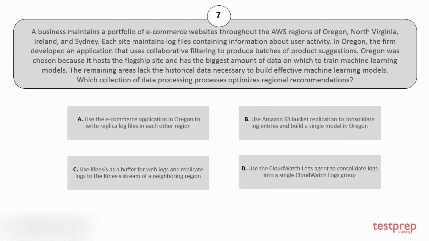Options are: A. Use the e-commerce application in Oregon to write replica log files in each other region. B. Use Amazon S3 bucket replication to consolidate log entries and build a single model in Oregon. C. Use Kinesis as a buffer for web logs and replicate logs to the Kinesis stream of a neighboring region. D. Use the CloudWatch Logs agent to consolidate logs into a single CloudWatch Logs group.